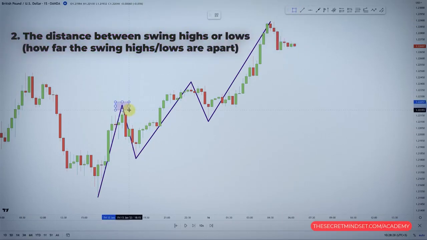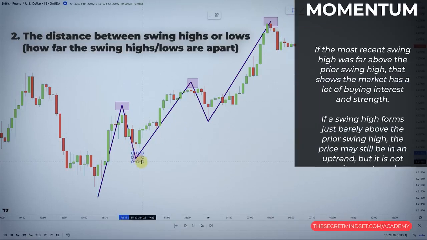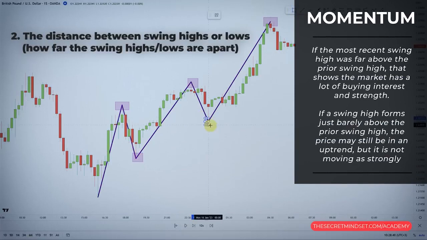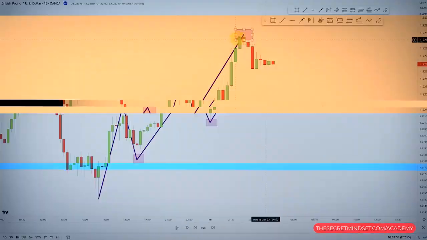Number 2. The distance between swing highs or lows, meaning how far the swing highs or lows are apart, is a sign of trend strength. If the most recent swing high was far above the previous swing high, that shows that the market has a lot of buying interest and strength. If a swing high forms just barely above the prior swing high, the price may still be in an uptrend, but is not moving as strongly.